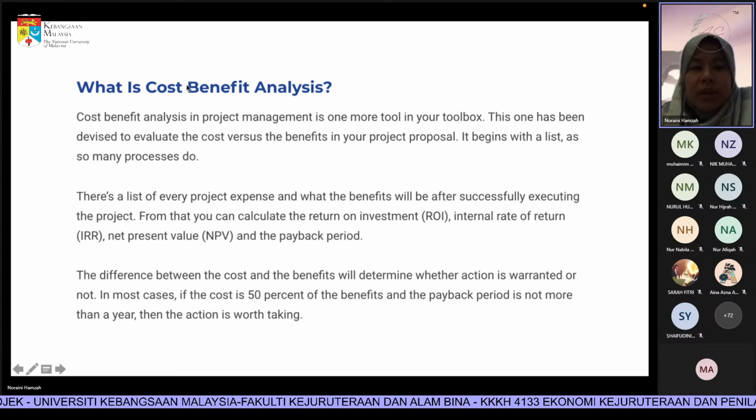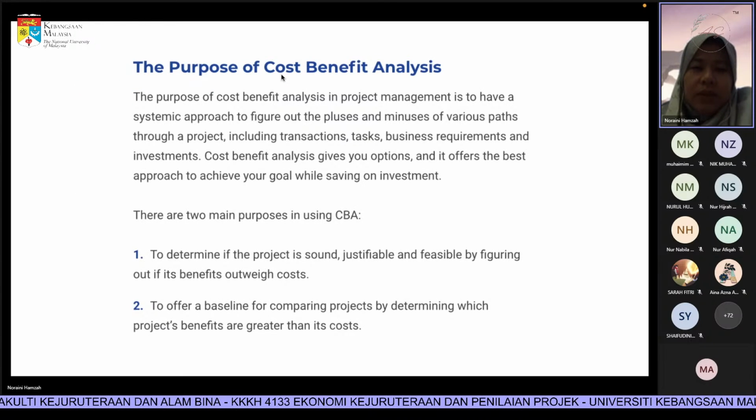Okay, bezanya adalah dalam CBA, kita akan able to put the subjective justification. Alright, so the purpose. Okay, two main purpose of using CBA. The first one, to determine if the project is sound, justifiable and feasible by figuring out if its benefits... Okay, ni kalau nak buat the minus plus ke macam cakap tadi tu lah. Okay, and then CBA juga is to offer a baseline for comparing project by determining which project's benefits are greater than its cost.